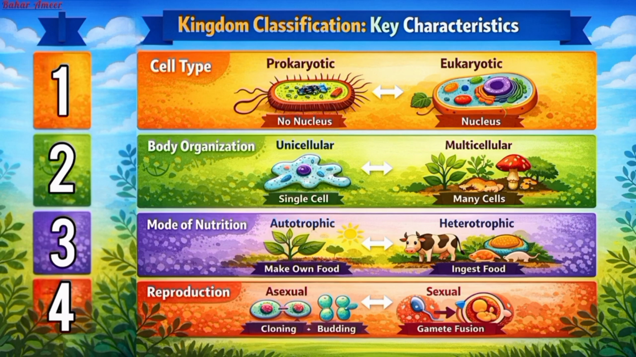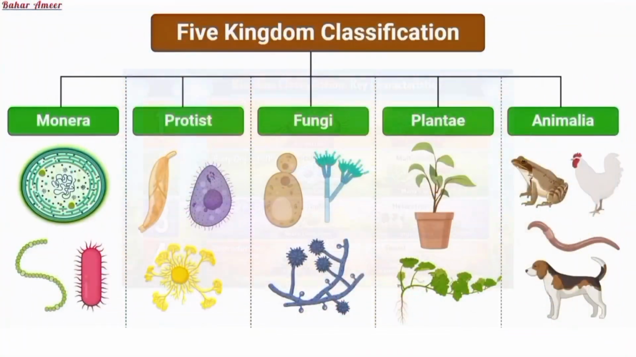First one is cell type, whether it's a prokaryotic cell or eukaryotic cell. In body organization, we see if the organism is unicellular or multicellular. And in mode of nutrition, we check if the organism is autotrophic or heterotrophic. Can it prepare its own food or depend on others? Lastly, reproduction: whether the organism undergoes asexual reproduction or sexual reproduction. These are the bases for classifying life into these kingdoms.